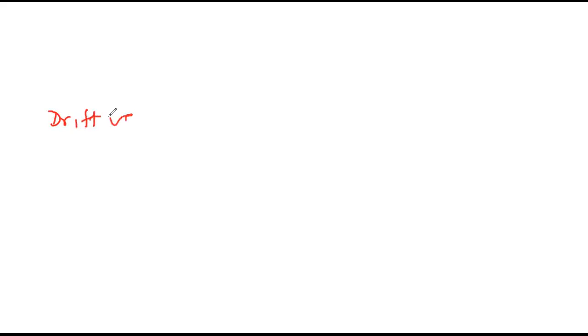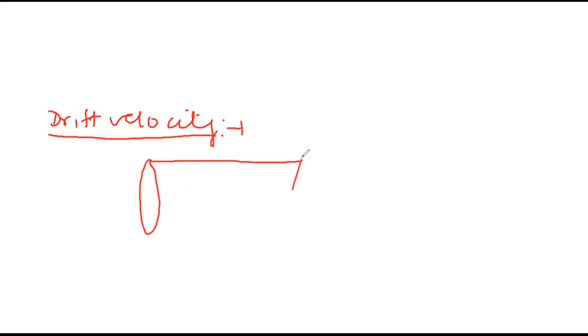Drift velocity means what? If this is a conductor not connected to any source, then electrons will travel in different directions. What is the net flow of charge in any direction? 0, no? Because it is in random motion.